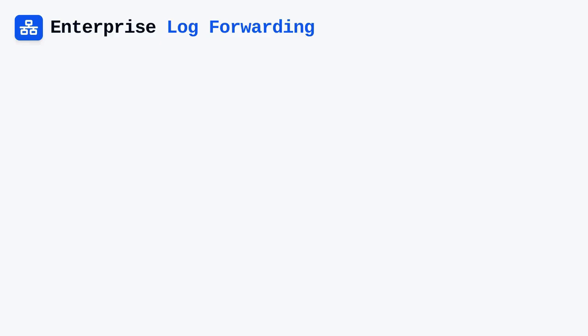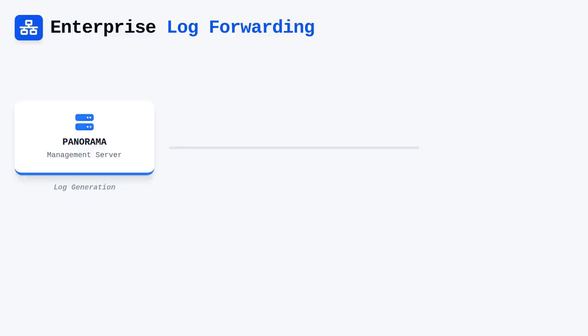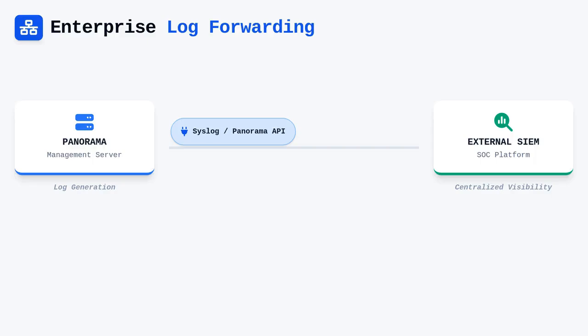Enterprise visibility frequently extends beyond the Palo Alto Networks ecosystem, necessitating automated log forwarding to external SIEM platforms. Using protocols such as syslog or the dedicated Panorama API, you can stream security events directly into a centralized security operations center platform. When configuring these connections, ensure you are utilizing encrypted transport mechanisms where possible to maintain the integrity of the data in transit.